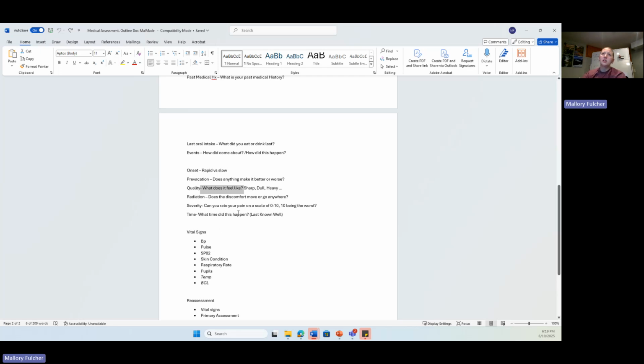Radiation: does the discomfort move anywhere? With chest pain, the super textbook one is that it's going to go to the jaw or the left arm. I hate to say it, but when it comes to radiating pain, women tend to be a little weird. We are very not textbook when it comes to this.